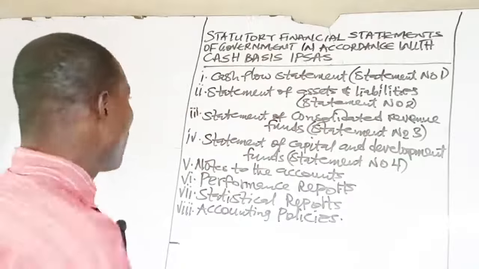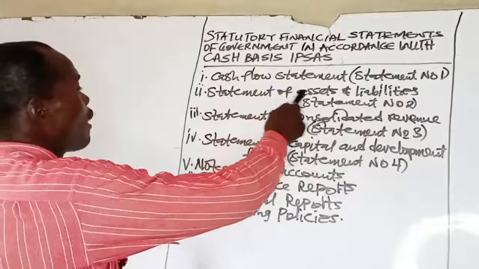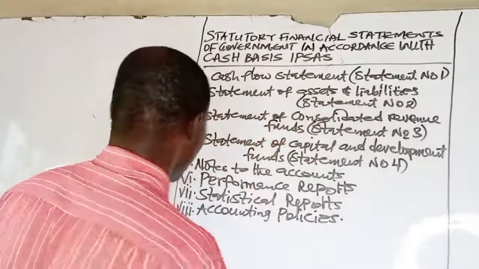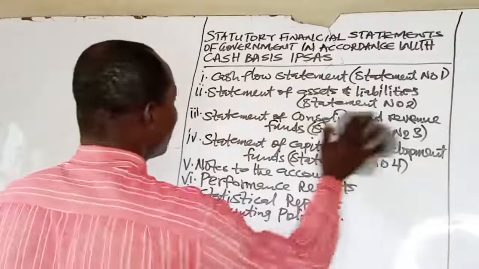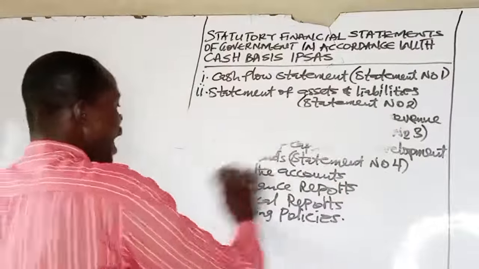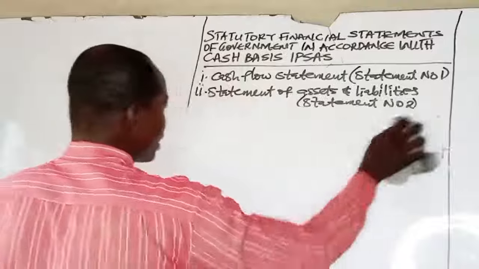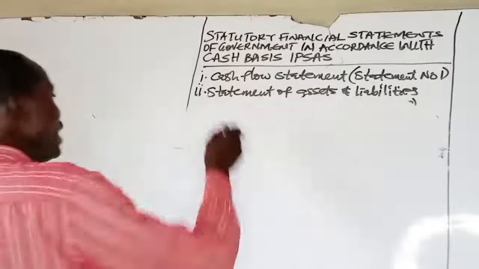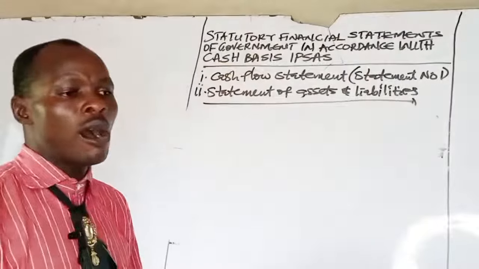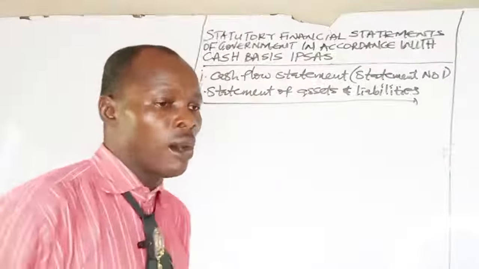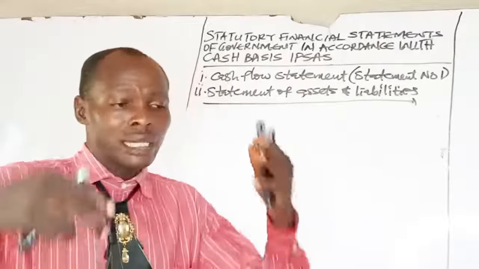So, my focus in this video is statement of assets and liabilities. I will be examining statement number two. This is a statement of financial position. Statement of assets and liabilities is the statement of financial position of the federal government, that is, the balance sheet of the federal government.